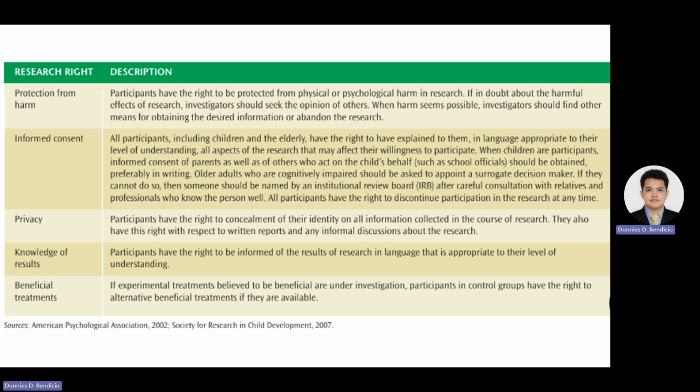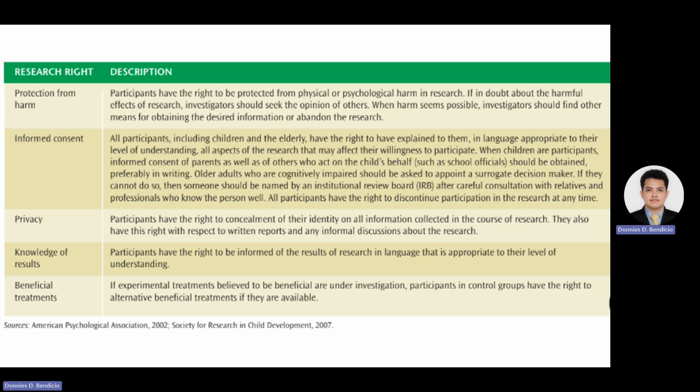Next is privacy. Suppose researchers are conducting a study on adolescent social media use. They collect data from participants' online profiles, which may contain personal information and private messages. To protect participants' privacy, researchers ensure that all data are anonymized and that no identifying information is disclosed in the research findings or publication.